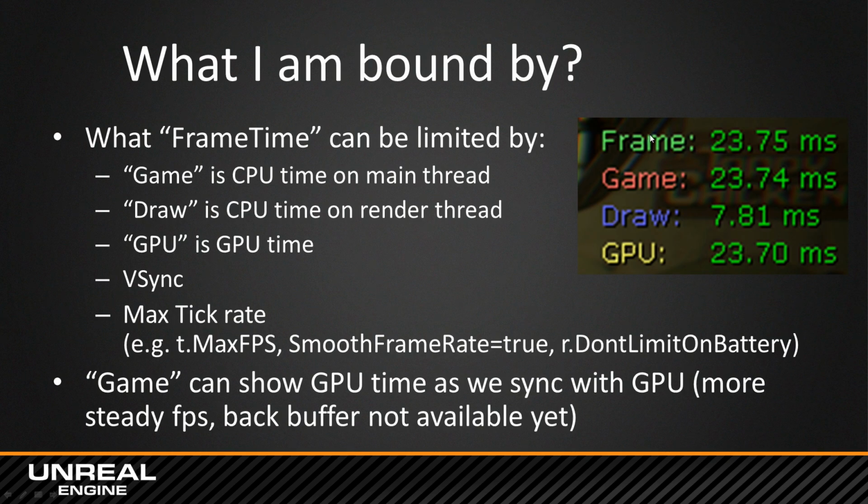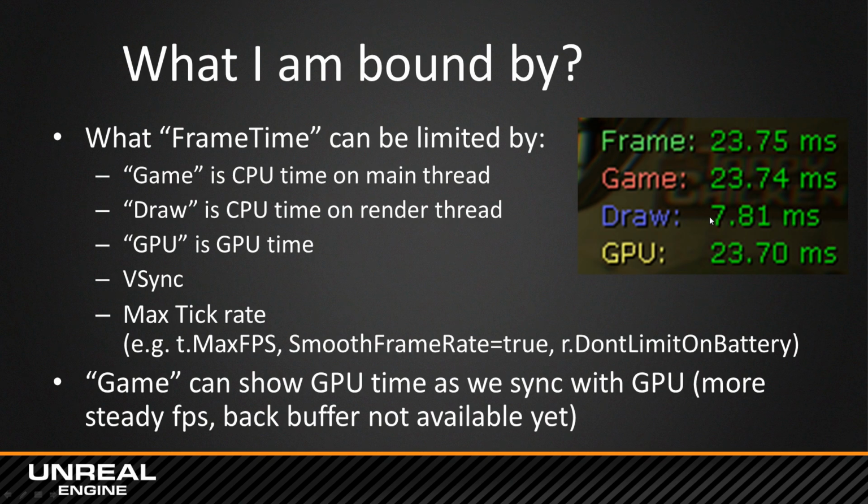So let's zoom into this frame and the other numbers here. This is the frame time. This frame took 23.75 milliseconds, and that's the number that we have right now. We see this number split up a little bit into what the game thread costs, that's the CPU, what the render thread costs, that's also CPU, and then what it costs on the graphics hardware, which is the GPU.